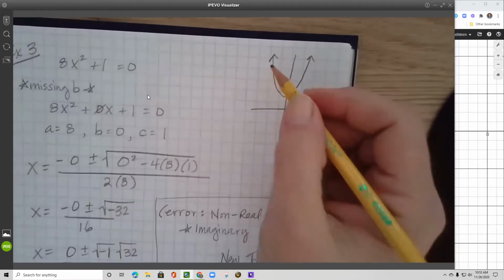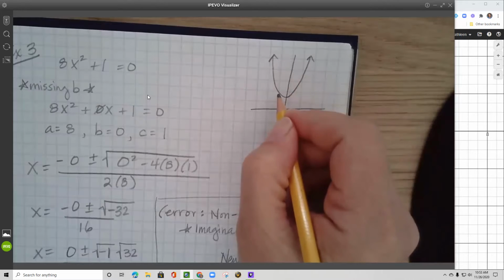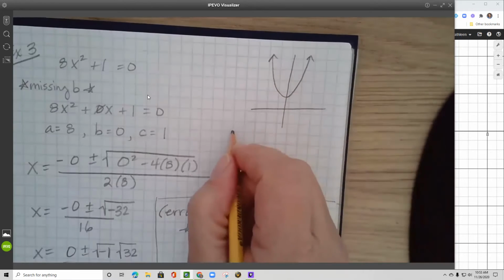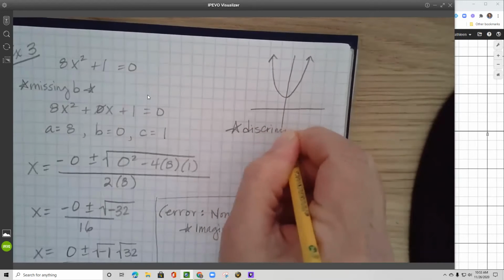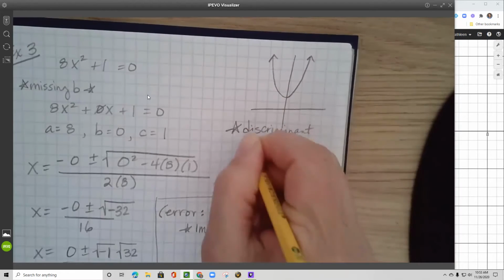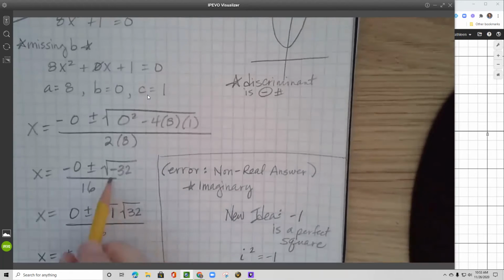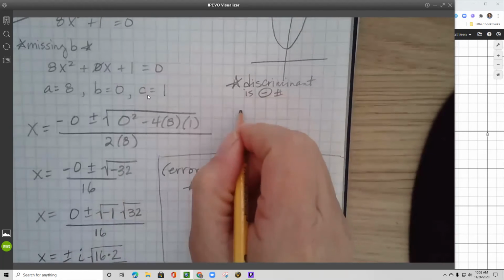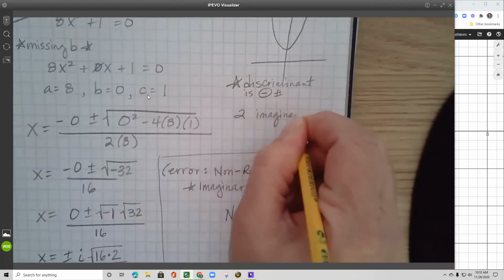So because this curves at some imaginary place, I have 2 solutions. So what I get here is the discriminant is a negative number. See, it was negative 32. And I have 2 imaginary solutions.